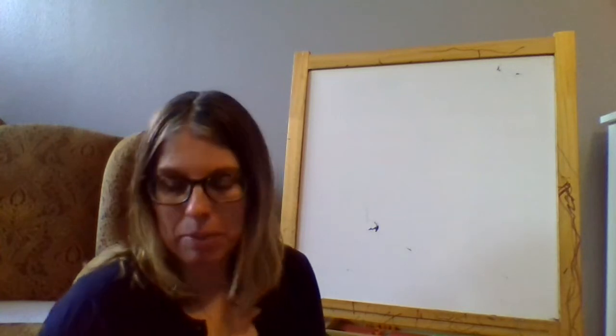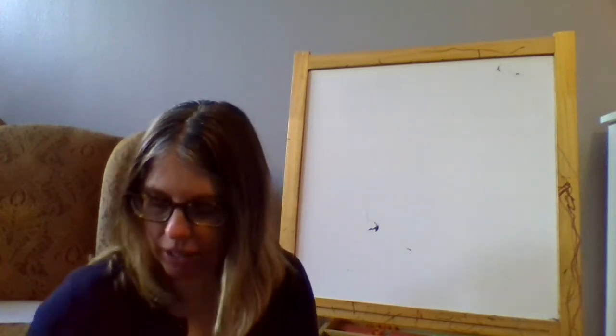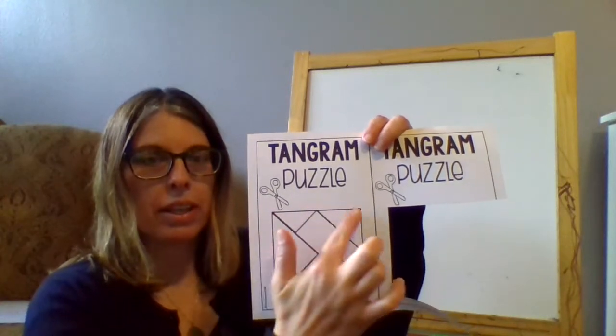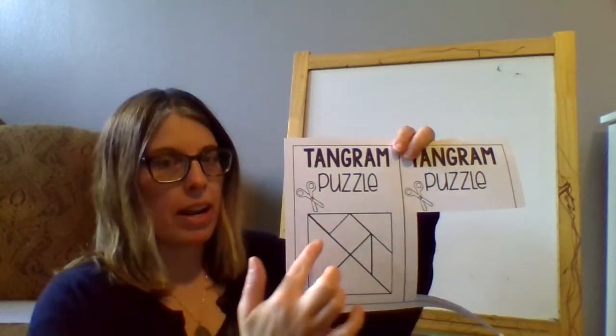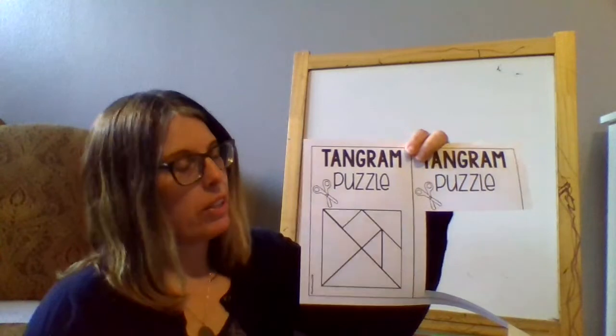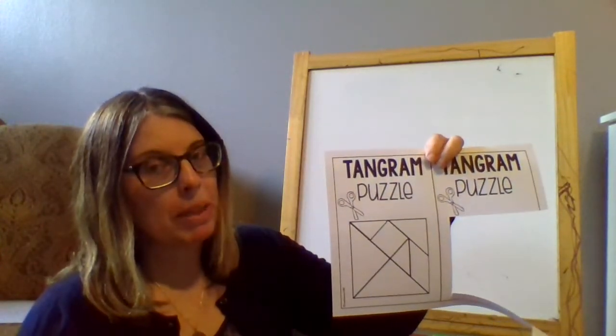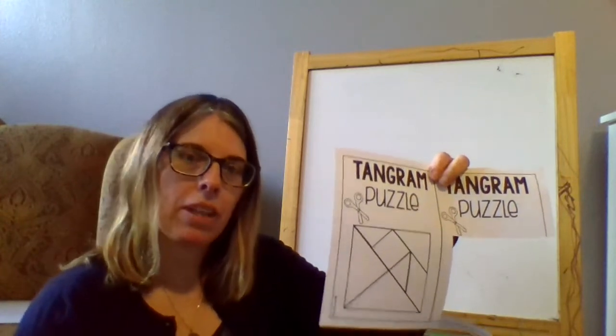So tangrams are kind of like puzzle pieces, and I'll show you this one. One of them I've already cut out. See this square here, and it has all these different shapes, and you can cut these shapes out and then use those pieces like puzzle pieces to make different shapes.